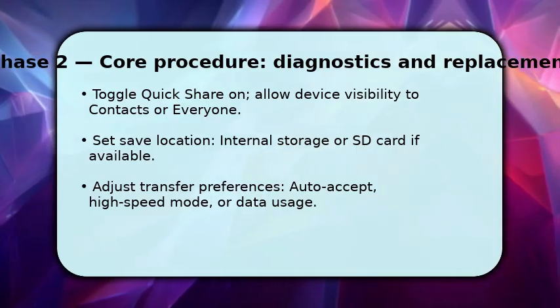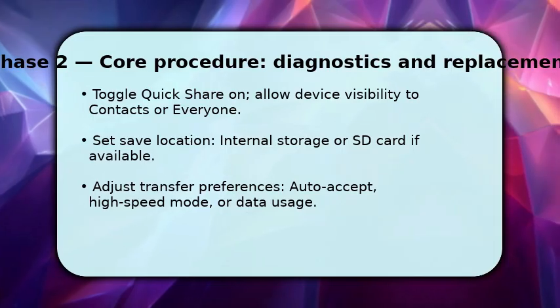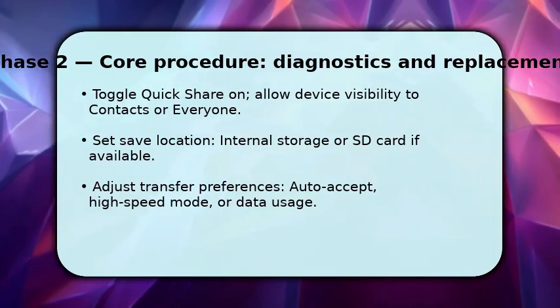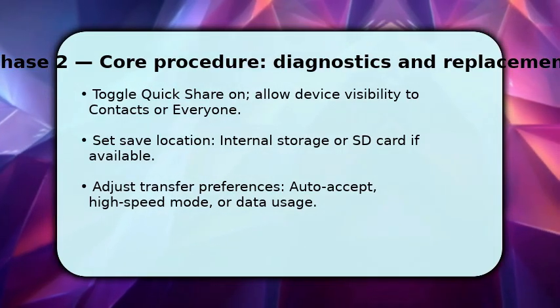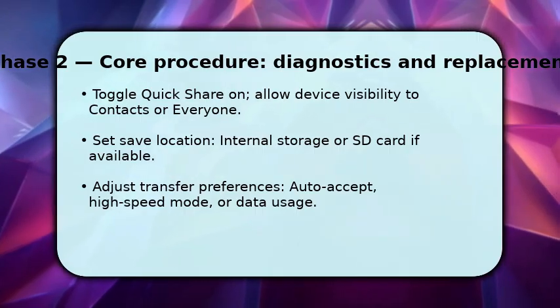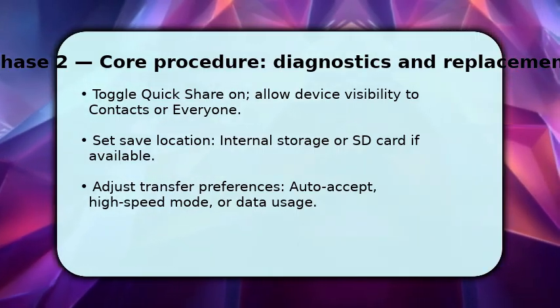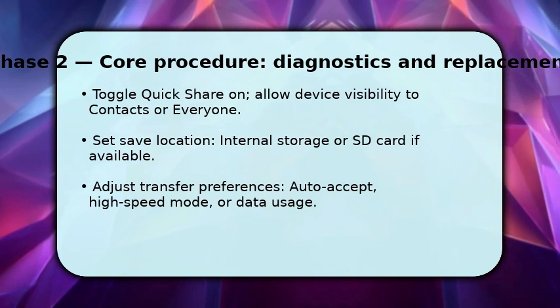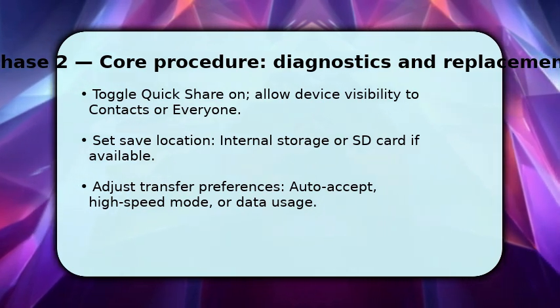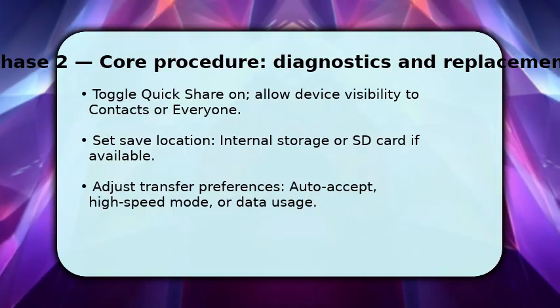Then open Transfer Preferences to enable Auto Accept for trusted transfers or high-speed mode for larger files. Also check data usage settings so Wi-Fi is preferred. These steps optimize speed and privacy and make future transfers automatic when you trust the other device.